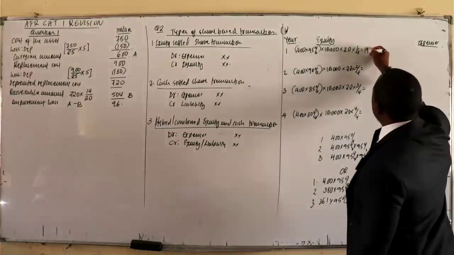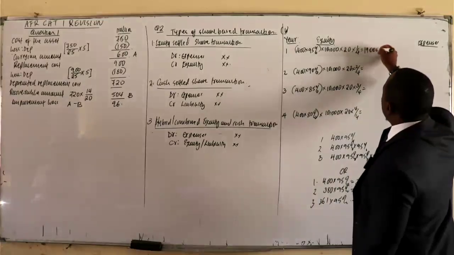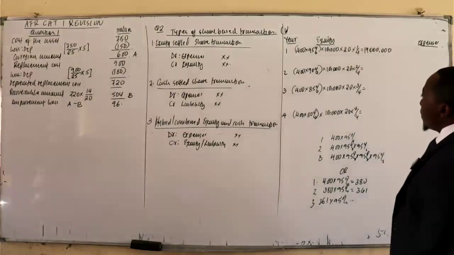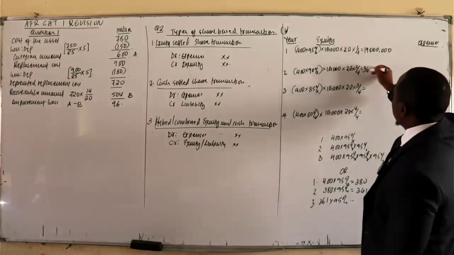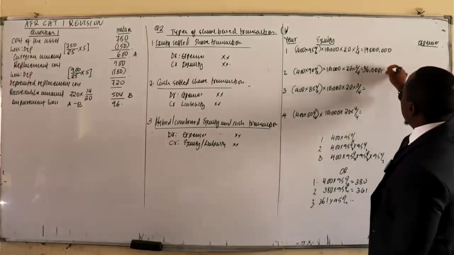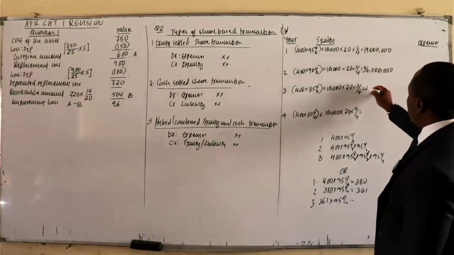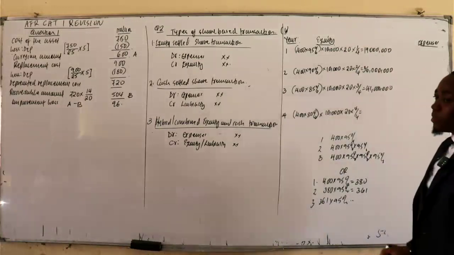19 million. The second one is 30? That's 6 million. And that is 6 million. 41 million. Lastly, you get an amount of?